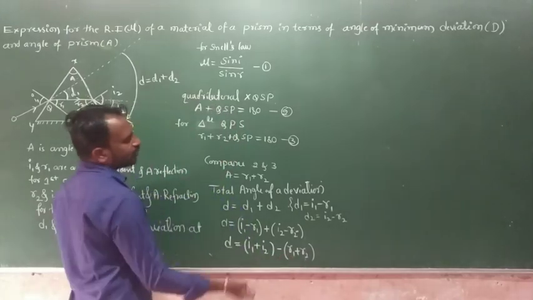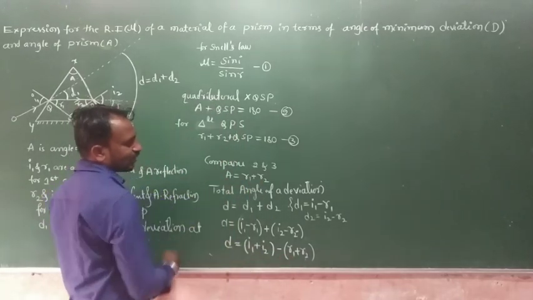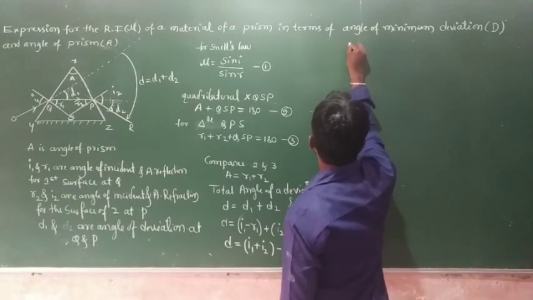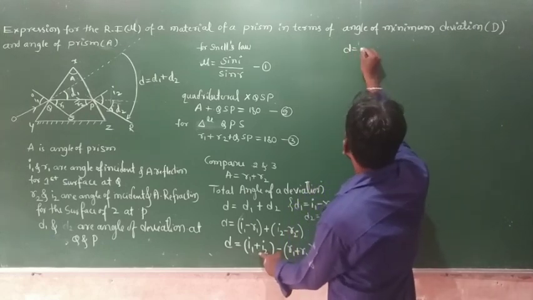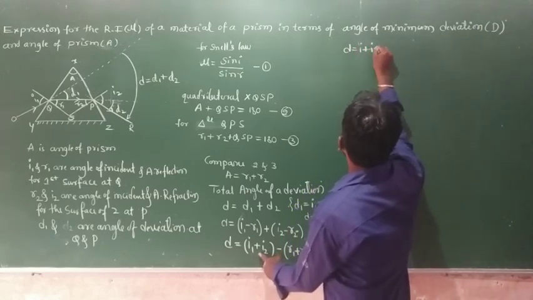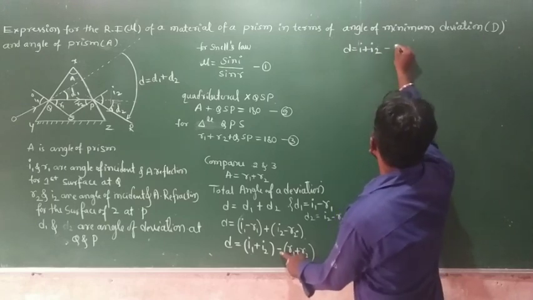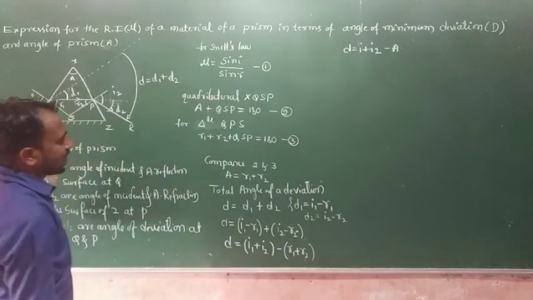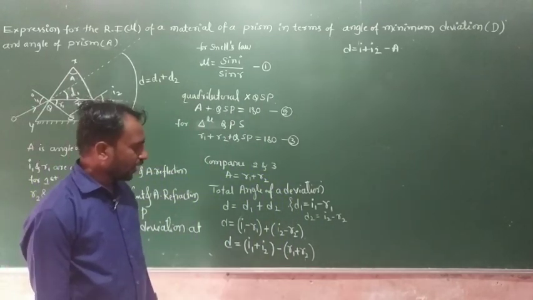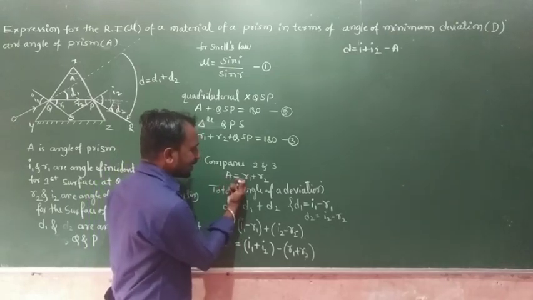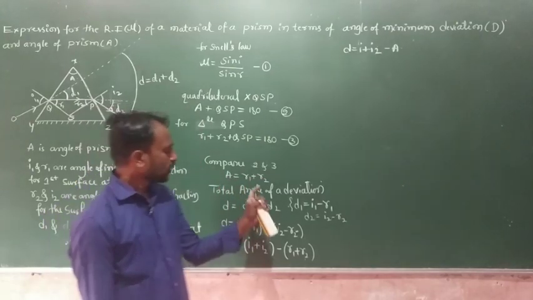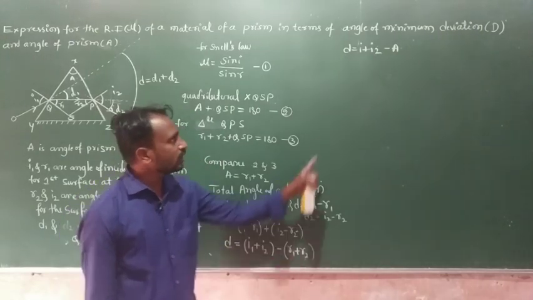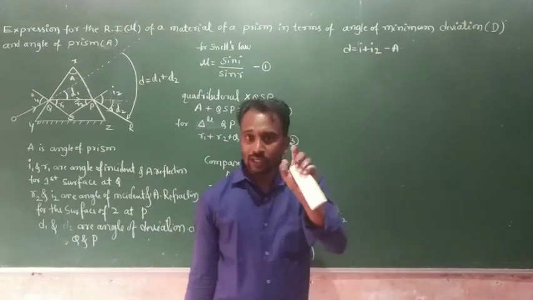We already know that R1 plus R2 is nothing but the angle of the prism. So the total angle of deviation D is equal to I1 plus I2 minus A, where A is the angle of the prism. Here A is equal to R1 plus R2. So in place of R1 plus R2, we consider the angle of the prism A.